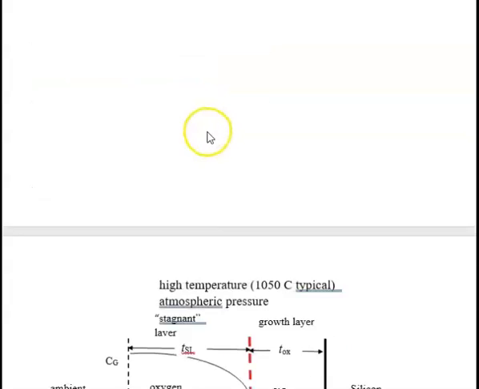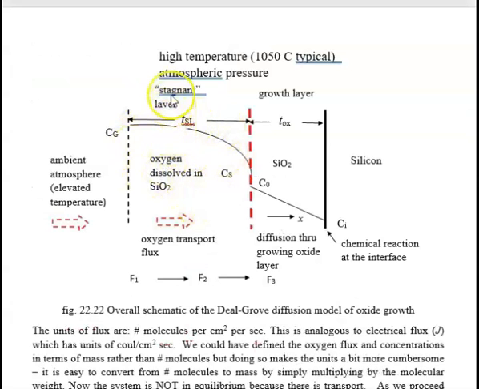Once they get into this so-called static layer, the static layer is kind of like an antechamber. The thickness of the static layer stays more or less constant throughout the process. When they get to this interface, then they encounter the growth layer. This is solid SiO2. And this changes. So at the beginning, Tox is essentially 0. And as the process continues, Tox increases.